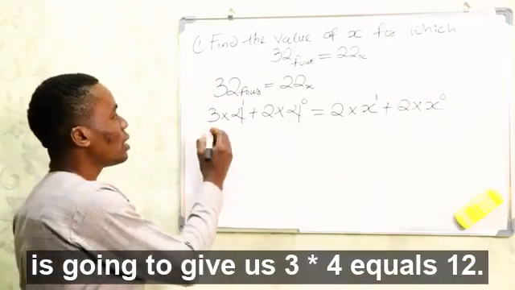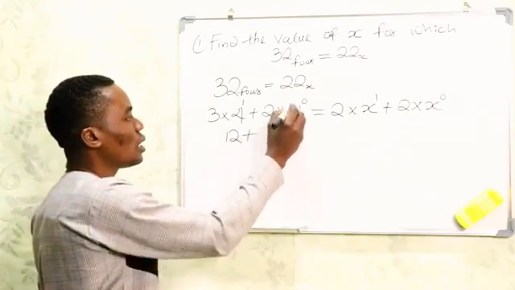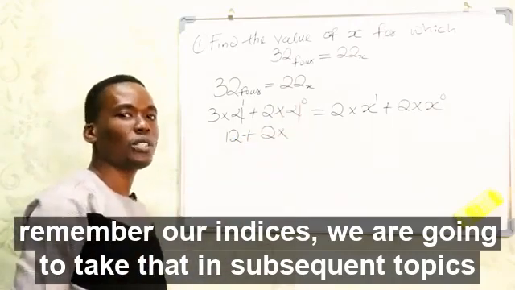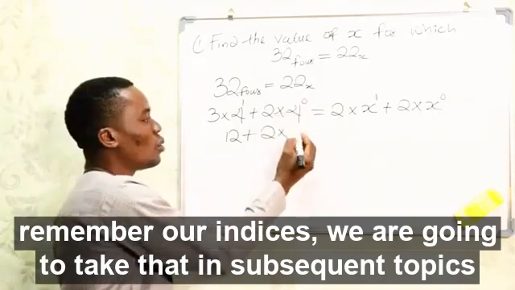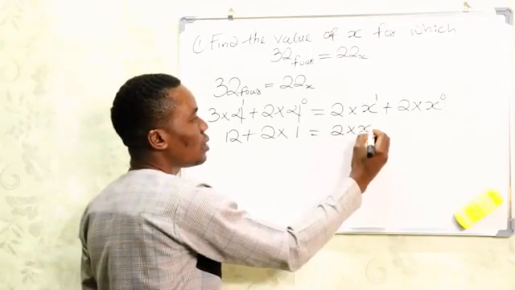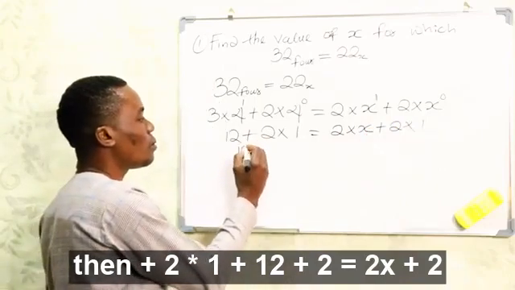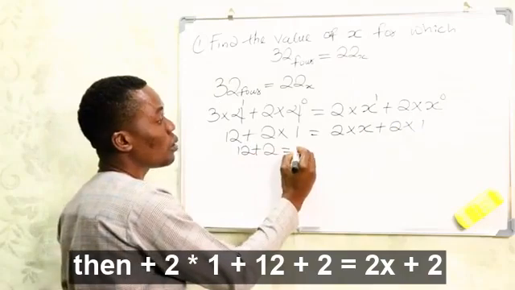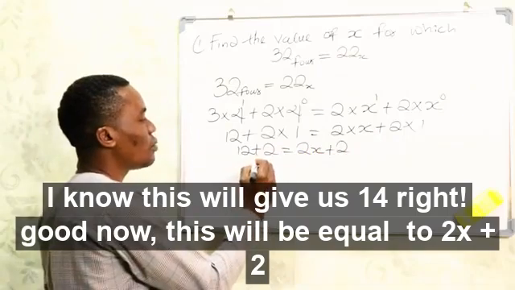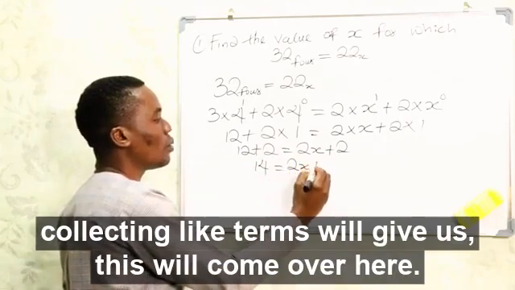Now let's go about this. 3 times 4, 4 raised to power 1 is 4. 3 times 4 will give us 12 plus 2 times, remember our indices, we're going to take that in subsequent topics. Anything raised to power 0 is 1, so this will give us 1. This will be equal to 2 times x as usual, then plus 2 times 1. So this will give us 12 plus 2 equal to 2x plus 2. Now this will give us 14, right? Good. Now this will be equal to 2x plus 2.